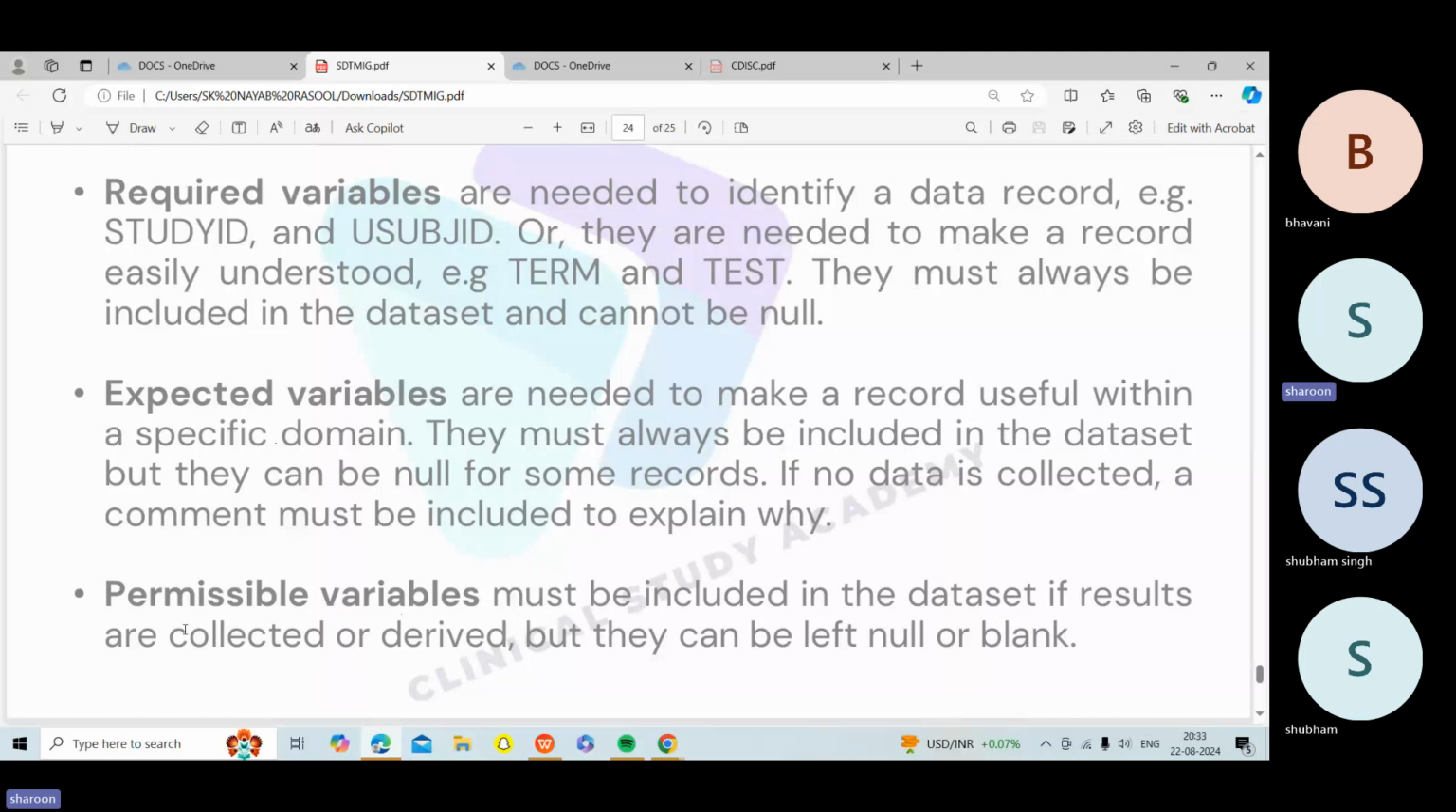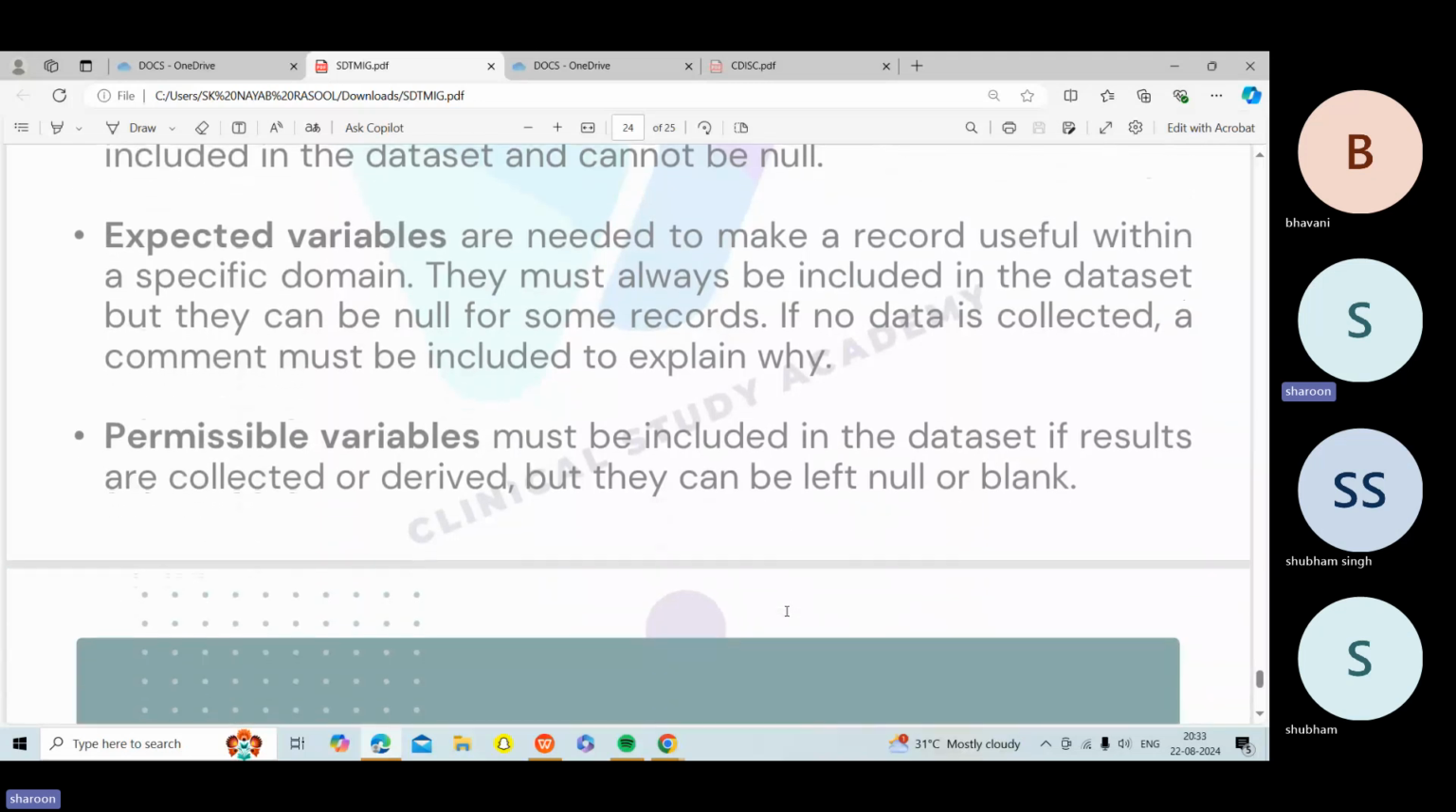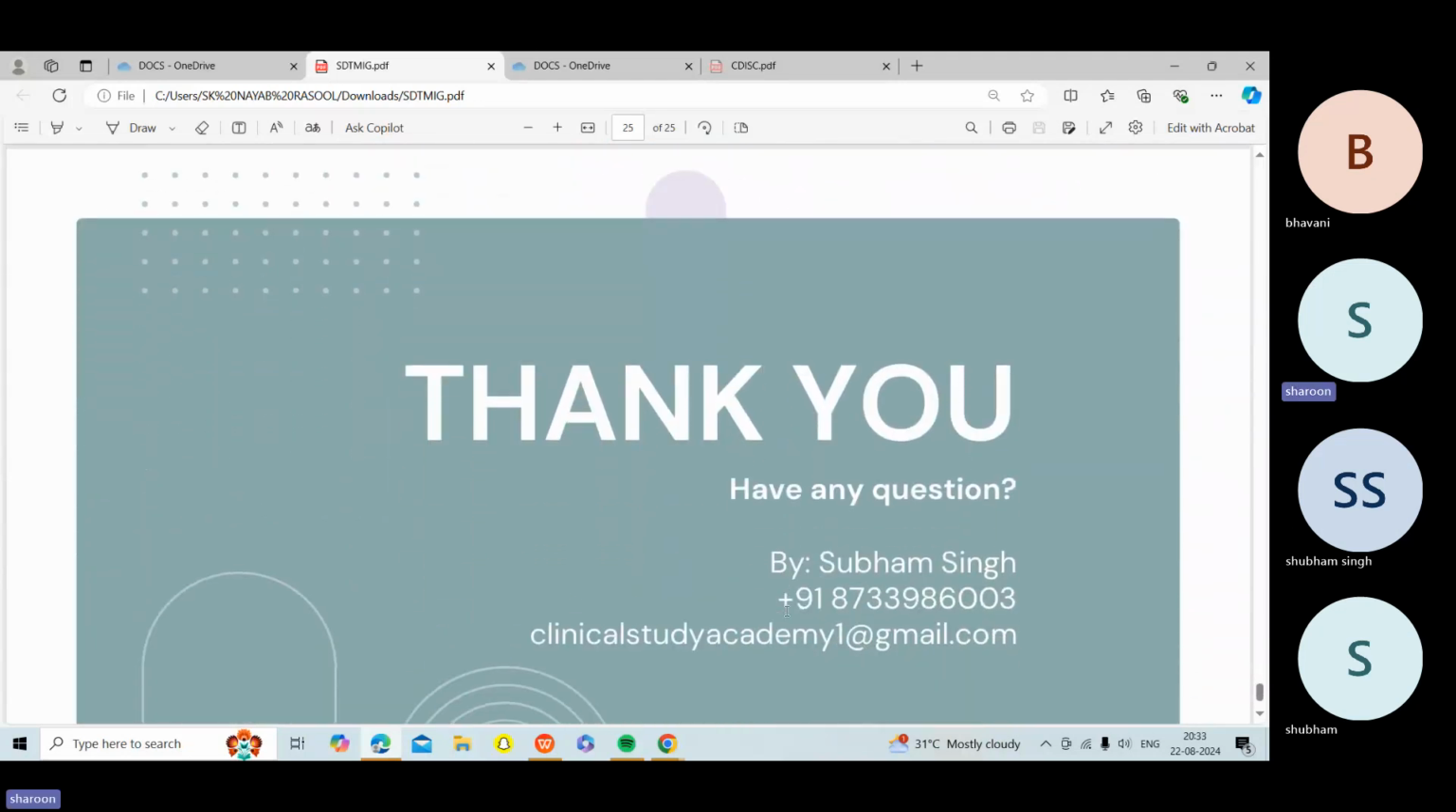Permissible variables. Permissible variables must be included in the dataset if results are collected or derived, but they can be left null or blank.